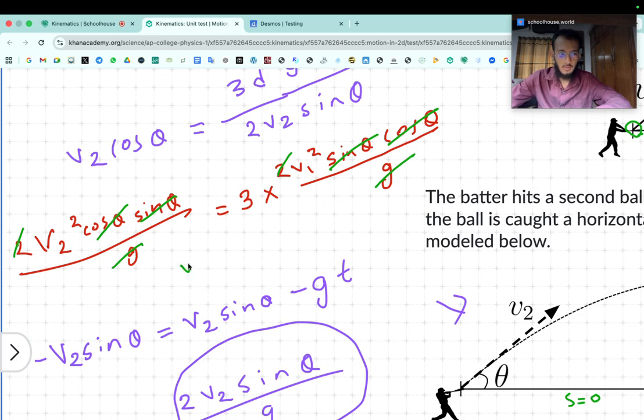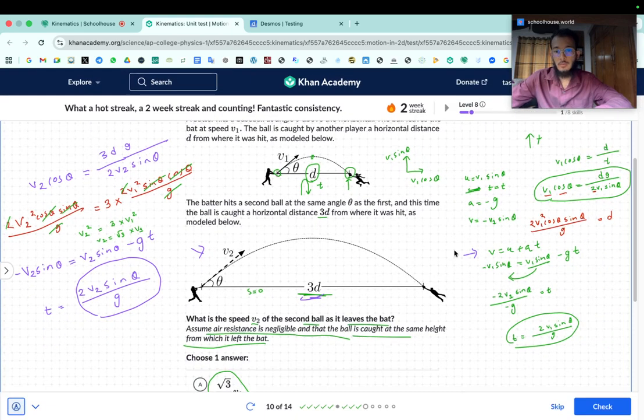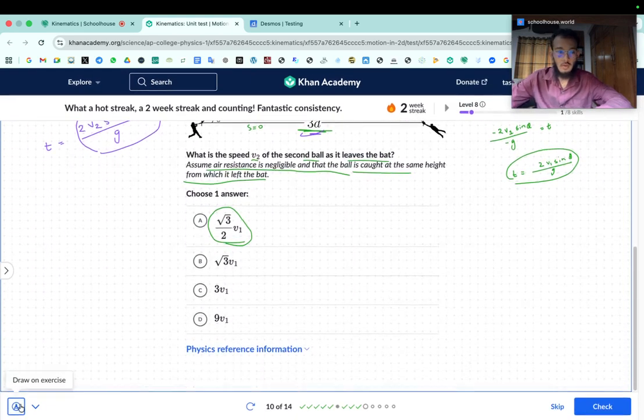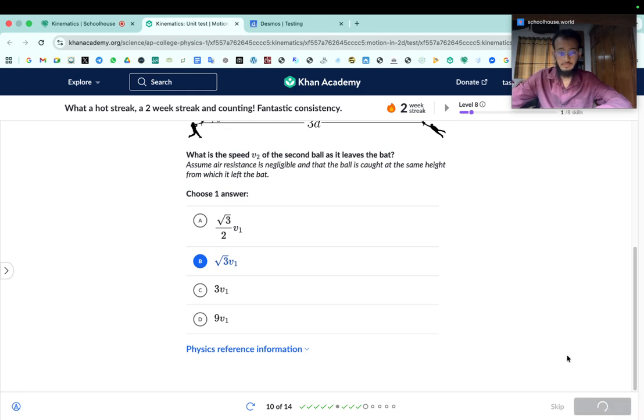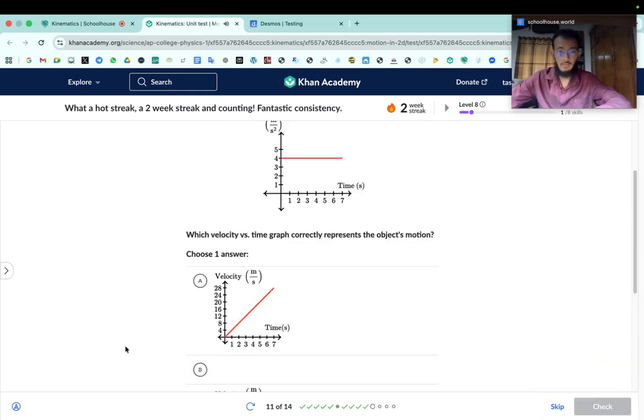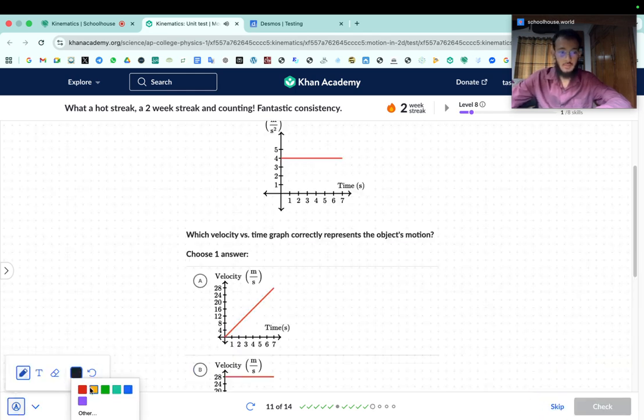What are we left with? We're left with v2 squared equals 3 into v1 squared. So v2 is basically root 3 times v1. So B is our answer. There we go. Next question.